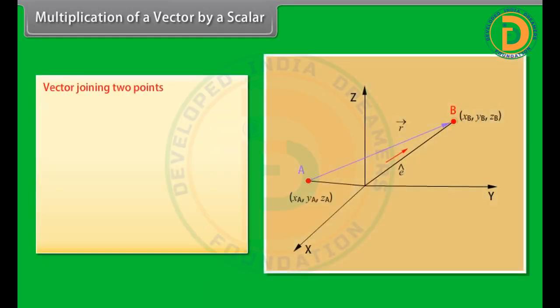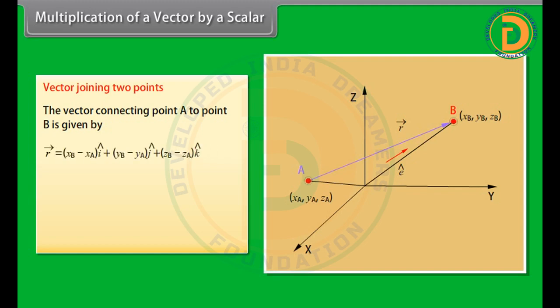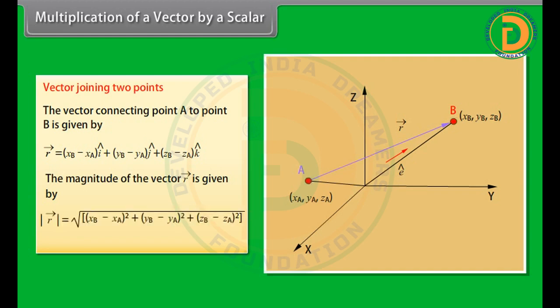Vector joining 2 points. The vector connecting point A to point B is given by vector R equals xb minus xa cap i plus yb minus ya cap j plus zb minus za cap k. The magnitude of the vector R is square root of xb minus xa whole square plus yb minus ya whole square plus zb minus za whole square.